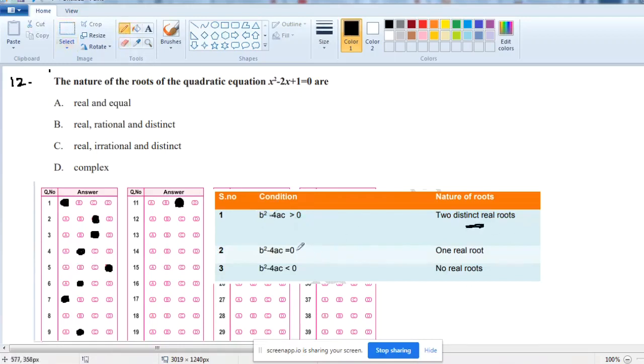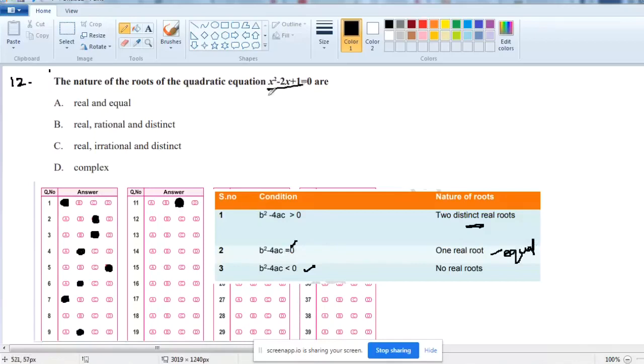If discriminant is exactly 0, then the roots are real and equal. If b square minus 4ac is less than 0, there are no real roots. Okay, the roots are real and equal if b square minus 4ac is equal to 0. Let us check the problem.